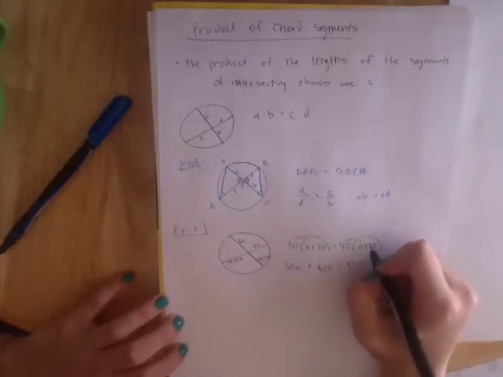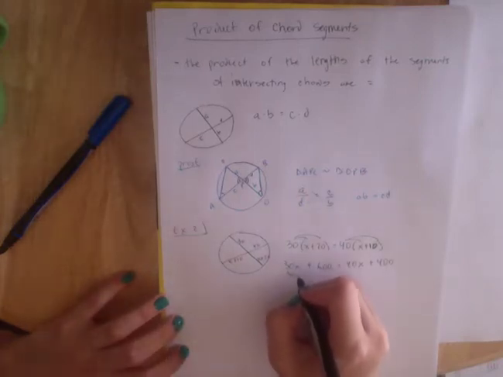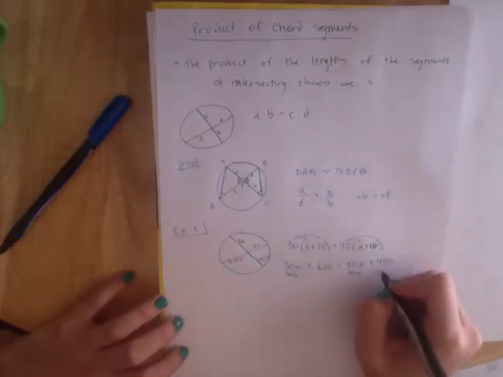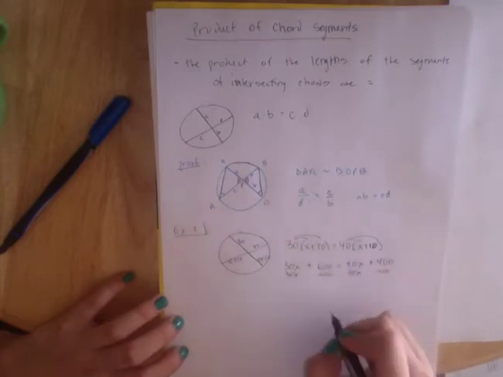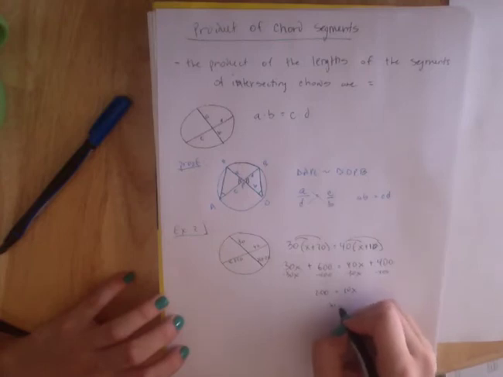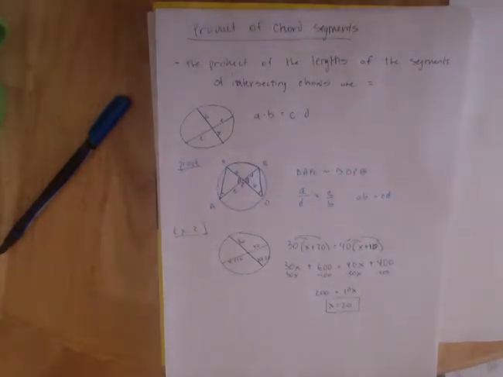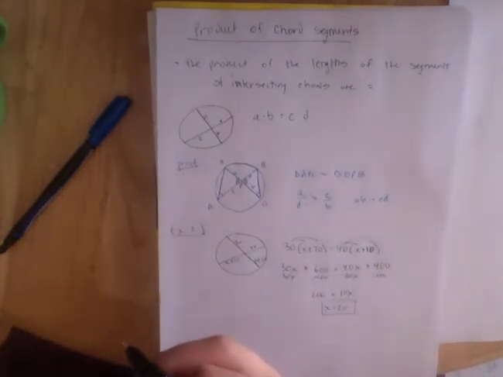Okay, this is a 10. And then I'm going to bring my 30x over and bring my 400 over. So 200 equals 10x, so x is 20. Okay? That is how we would use two chords. All right, moving right along.